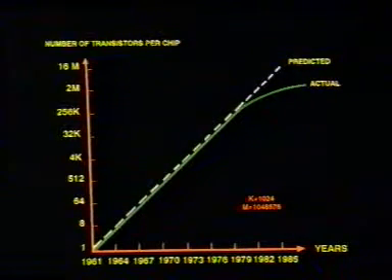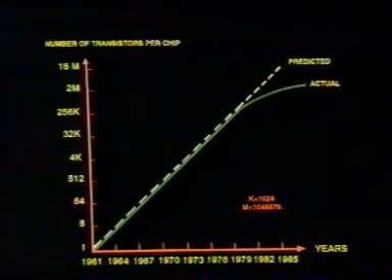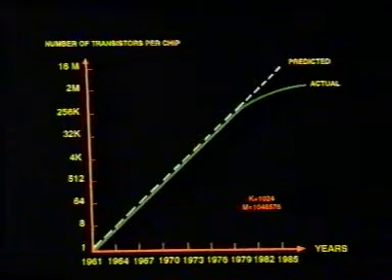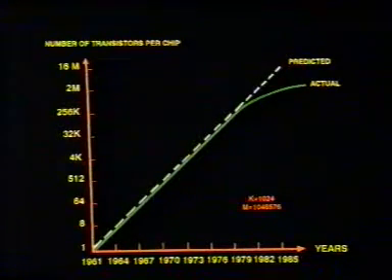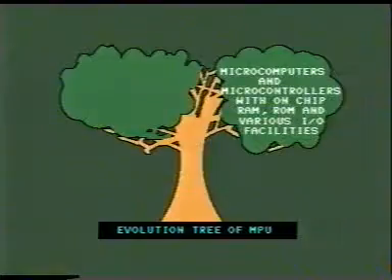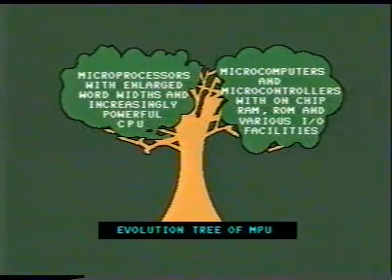This graph shows the rapid rate at which the number of transistors per chip has increased over the years. This led to a very rapid evolution of microprocessors. You may recall the evolution tree that we introduced in the last lesson. This tree has two main branches. We have discussed in detail the right-hand side branch representing the microcomputers and microcontrollers. In this lesson, we shall be concerned with the left-hand branch of the tree representing the powerful CPUs.